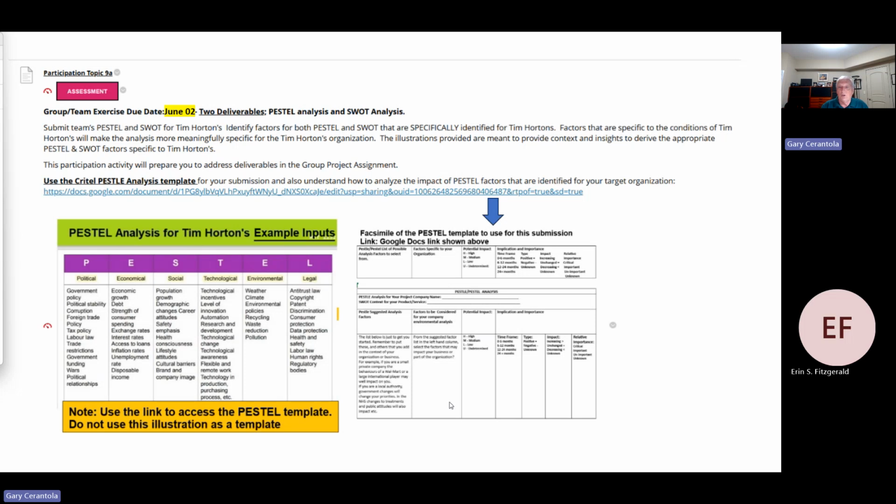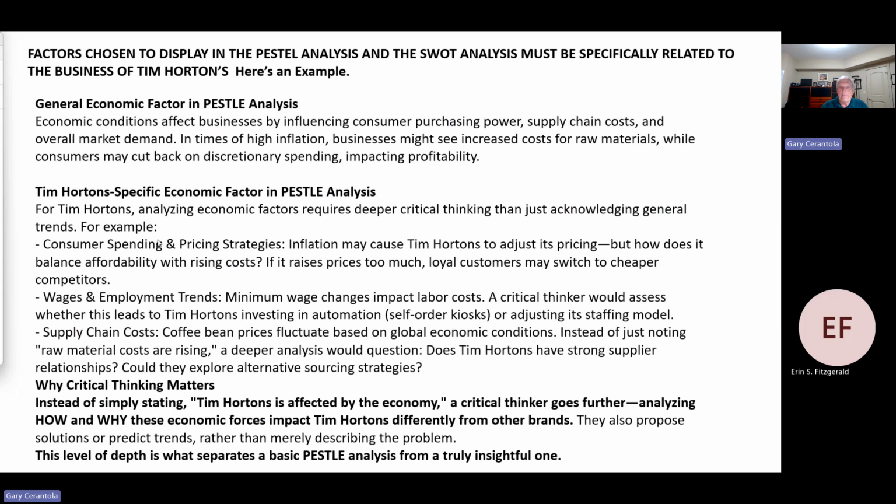So if you go to this link for the PESTLE template, this is what it looks like. And again, here's an explanation of what I tried to tell you just in the last few minutes, that there are general economic factors. I don't want those generalities. I want you to say, okay, here's the specific economic factor. This is how it leads to that, right? And here's an example of what that looks like.